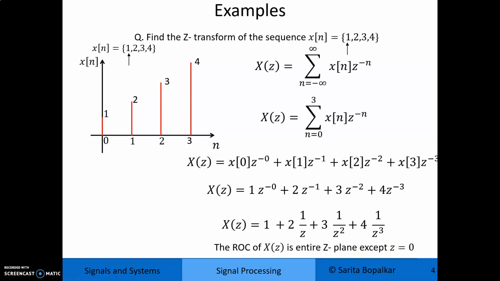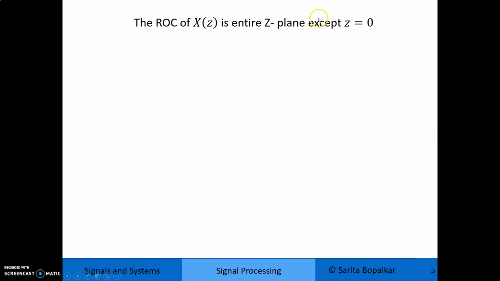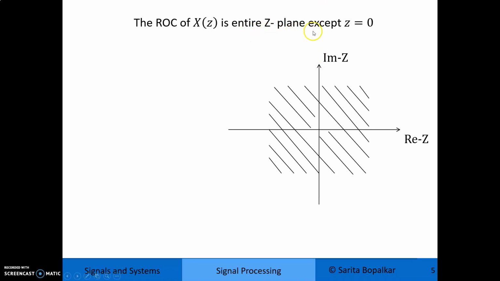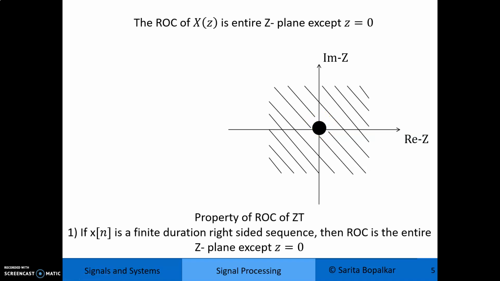Now how to draw it graphically? Our ROC is the entire z plane. So this is a z plane, real axis and imaginary axis, as z is a complex quantity. It has some real part and imaginary part. Now your ROC is the entire z plane, means the complete z plane. But how to show this except z equal to 0? We'll here draw a filled circle, to indicate the entire z plane except z equal to 0. Z equal to 0 is at the center. So this is the ROC of our sequence.